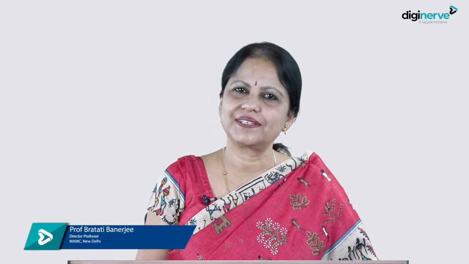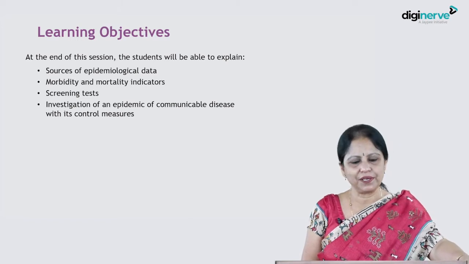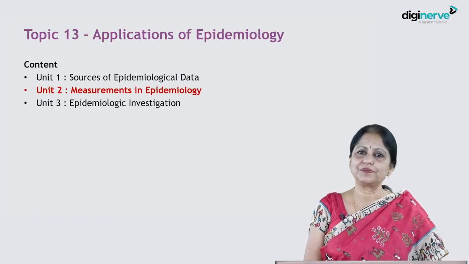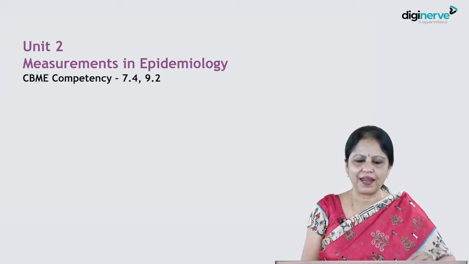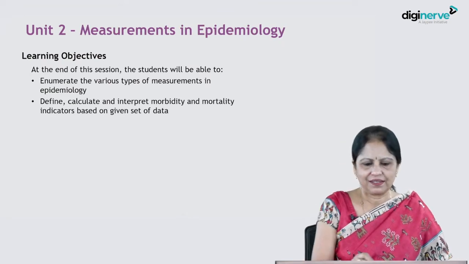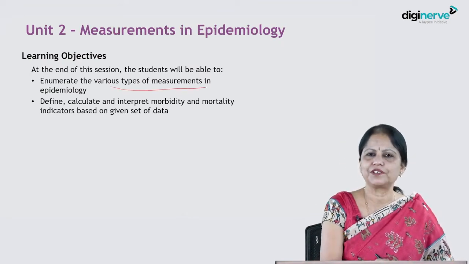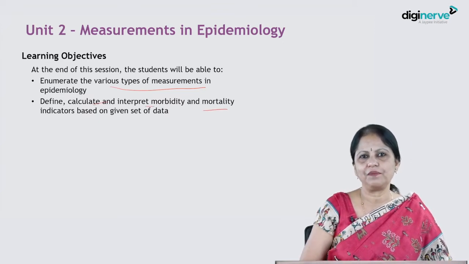So now I will discuss Unit 2 of the topic Applications of Epidemiology. In the previous session I told you the learning objectives of this topic. This unit is Measurements in Epidemiology, covering competencies 7.4 and 9.2. The objectives of this session are to enumerate the various types of measurements in epidemiology and to calculate and interpret morbidity and mortality indicators. So let us recapitulate from an earlier session.